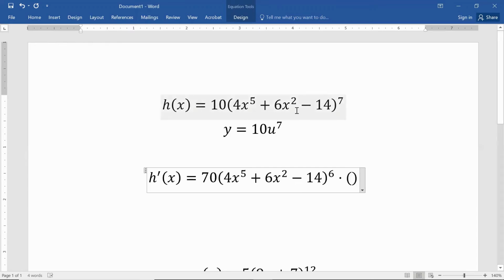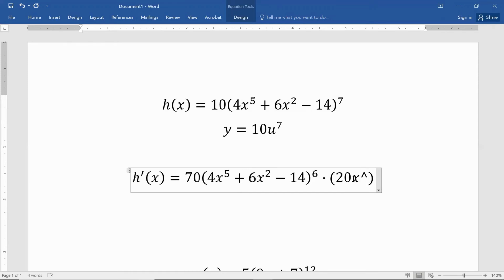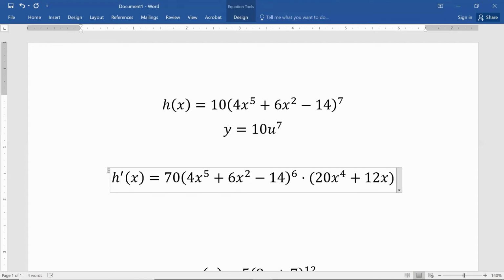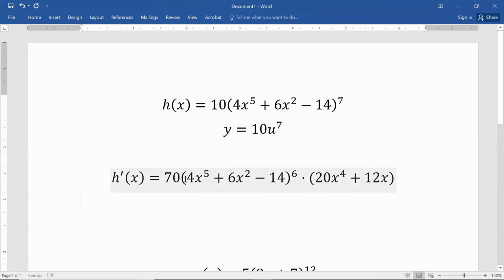The inside piece is the 4x to the fifth plus 6x squared minus 14. So the derivative of that is 20x to the fourth plus 12x to the first plus 0. So there is the derivative of h of x: 70 times the inside function to the 6th power multiplied times the derivative of the inside function.